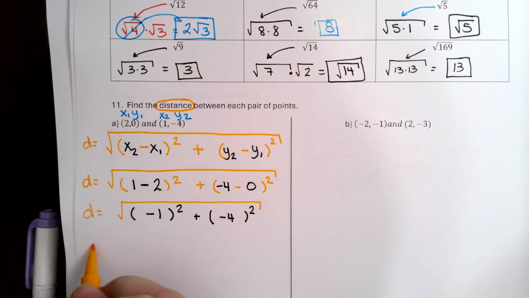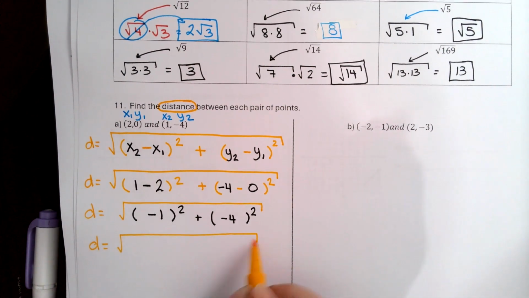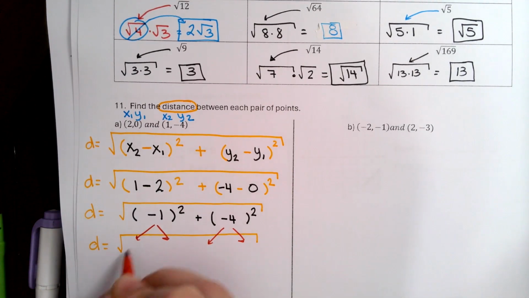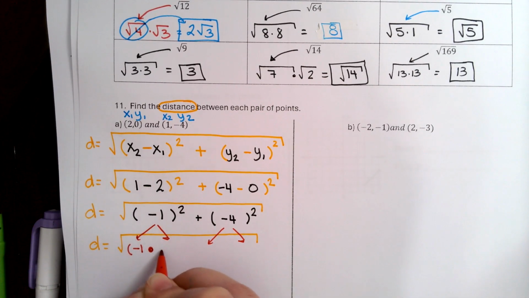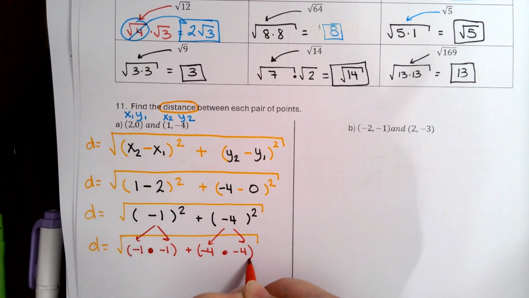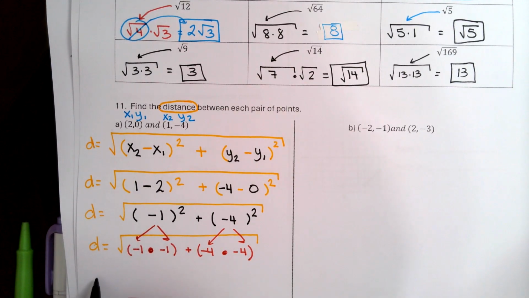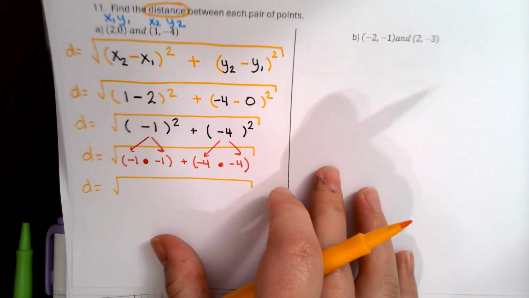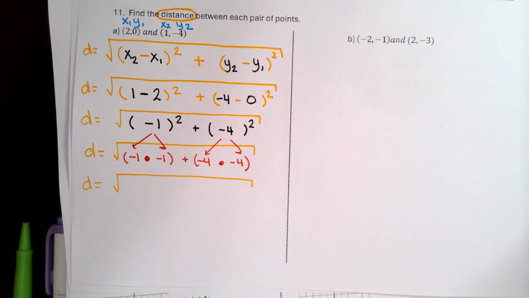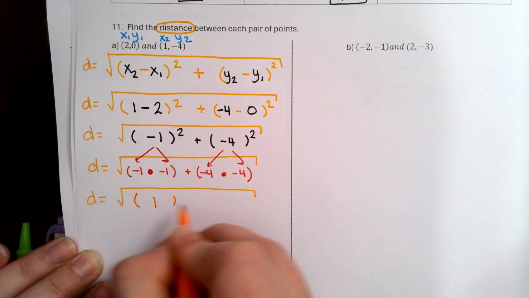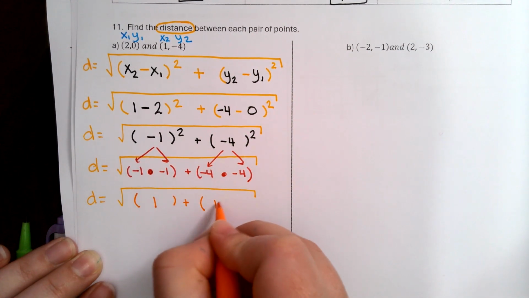Now, in this step, you have to be careful. This is where you are going to expand, and you're going to square your numbers. So you're going to get negative 1 times negative 1 and negative 4 times negative 4. Still we have our house, still we have our square root. Now the numbers here are always going to be positive. You're always going to do negative times a negative, so it's always going to be positive. So negative 1 times negative 1 is 1, and 4 times 4 is 16.